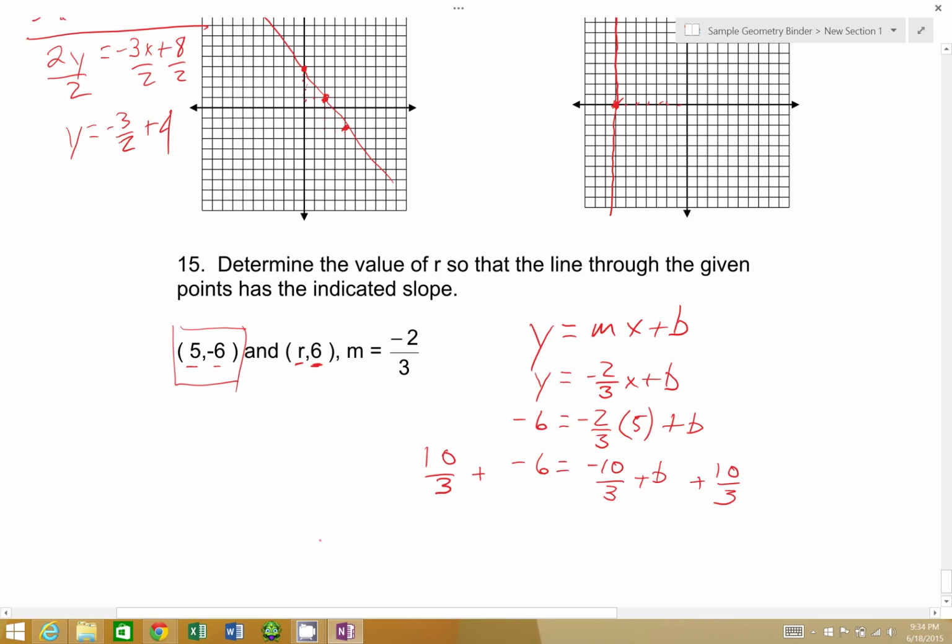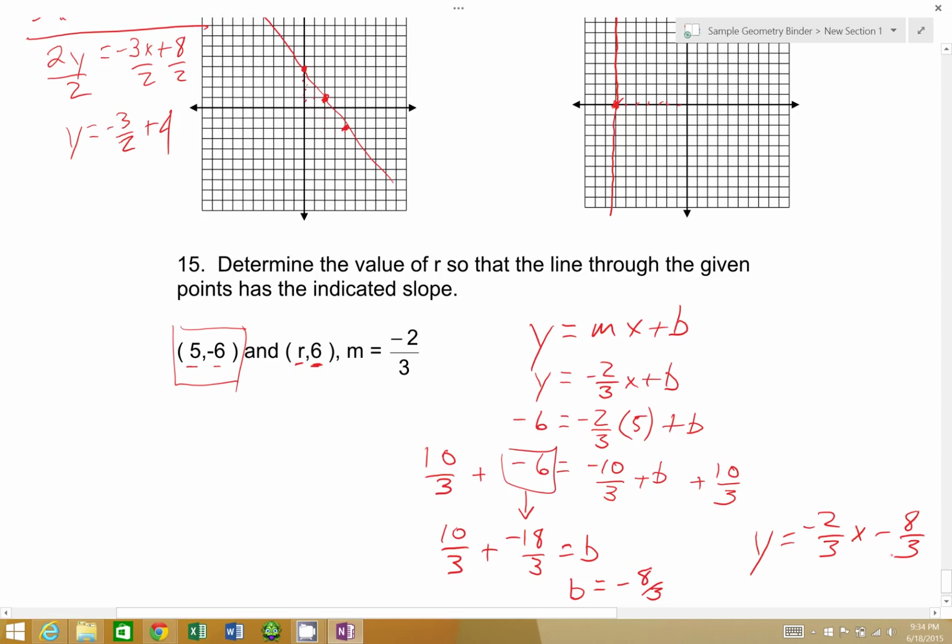Now before I can do anything, I need to combine like terms. And before I can do that, I need a common denominator. My common denominator is going to be 3, so I'm going to transfer negative 6 and convert it into an improper fraction. So that's going to become negative 18 over 3 plus 10 over 3, and all that equals b. So b will equal negative 8 over 3. So my actual equation is going to be y equals negative 2 over 3x minus 8 over 3.